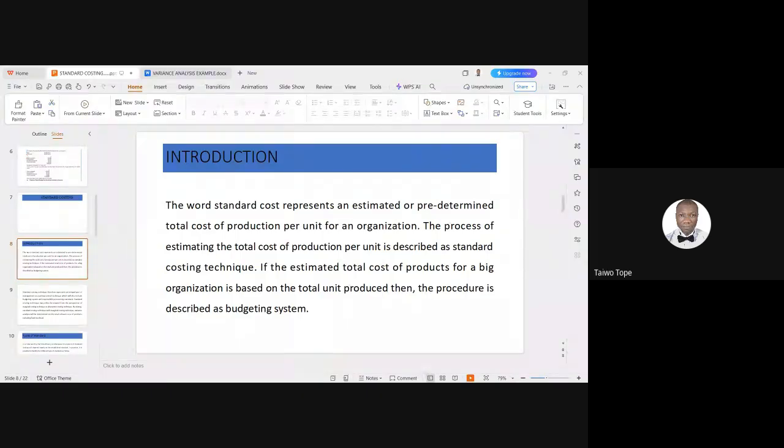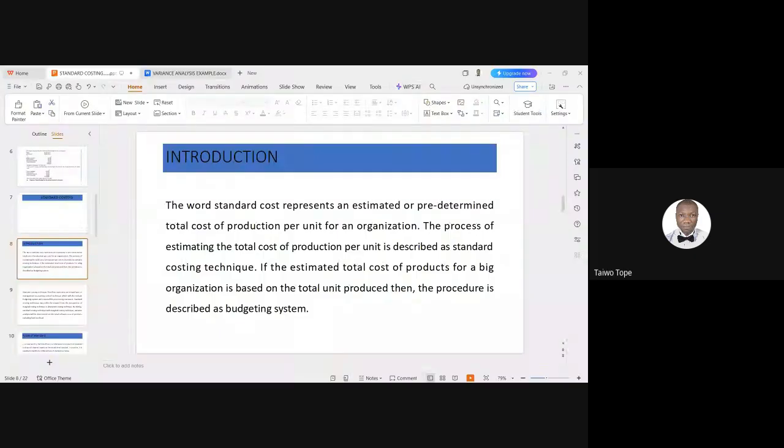It aids in performance measurement. It aids in performance measurement because when you have a standard and the actual, there's a deviation from the standard based on the actual result, it calls for performance evaluation. It calls for performance measurement.